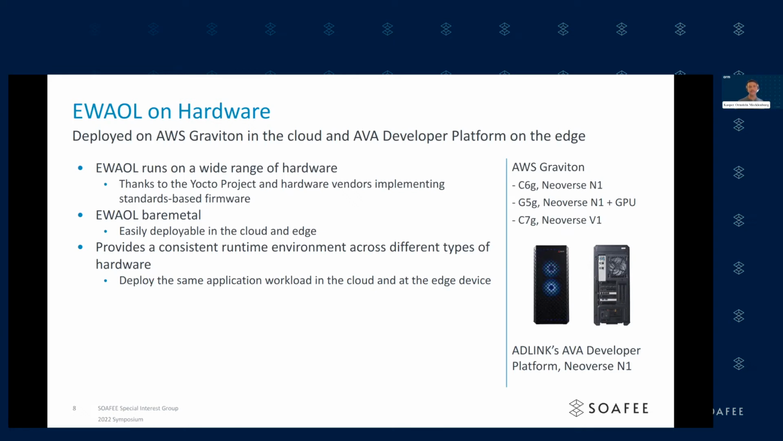We can see on the right that I've listed 3 different versions of the AWS Graviton. C6G, which is the Neoverse N1 core, which is the same core as the AVA developer platform. G5G, which is the Neoverse N1 and also gives us a GPU-enabled instance. And then C7G, which is the latest one, which has a Neoverse V1 core, which has additional vector capabilities. So it has a bigger vector engine than the N1. So in the blueprint, we used the ADLINK AVA developer platform, which has a chip from Ampere with the Neoverse N1 CPU. It's like a desktop developer machine with PCIe slots for acceleration, and it's really useful for prototyping.